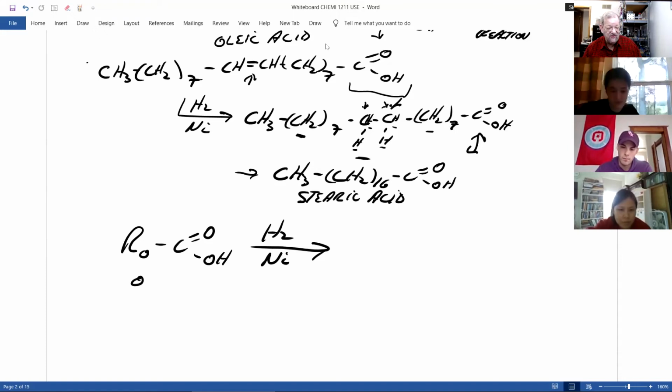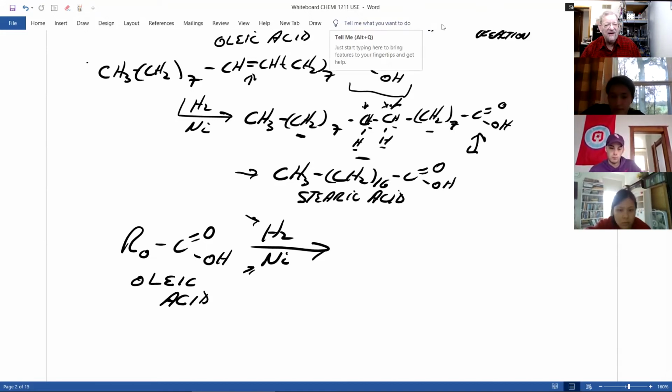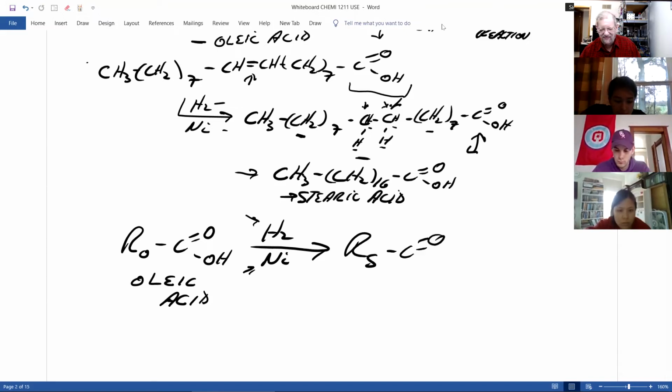What's this? This is oleic acid. If you hydrogenate it, hydrogen and a catalyst, what did you learn up here? Oleic acid, hydrogen and a catalyst gives you stearic acid, which I can write like this. And what I have here, this reaction, is this reaction up here, where I'm showing you what R sub O and R sub S is. Everybody with me on that? Do you understand what I did?